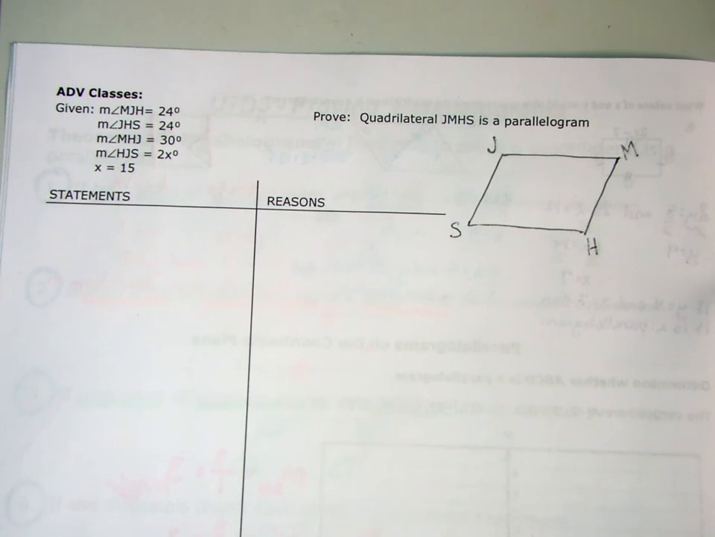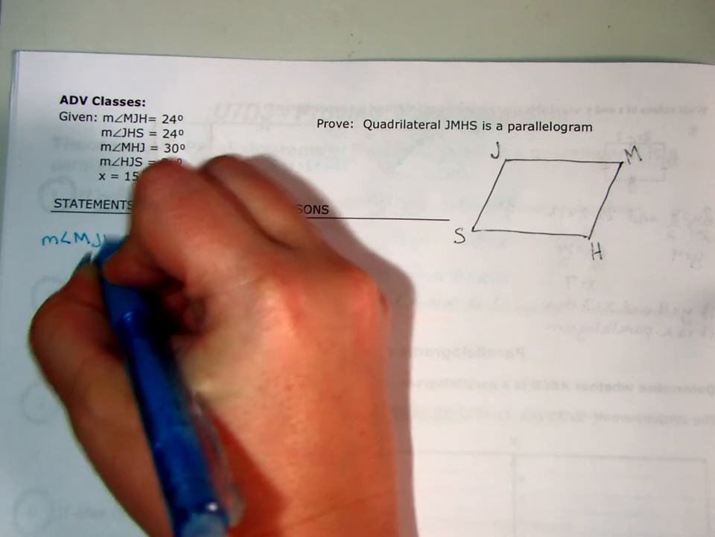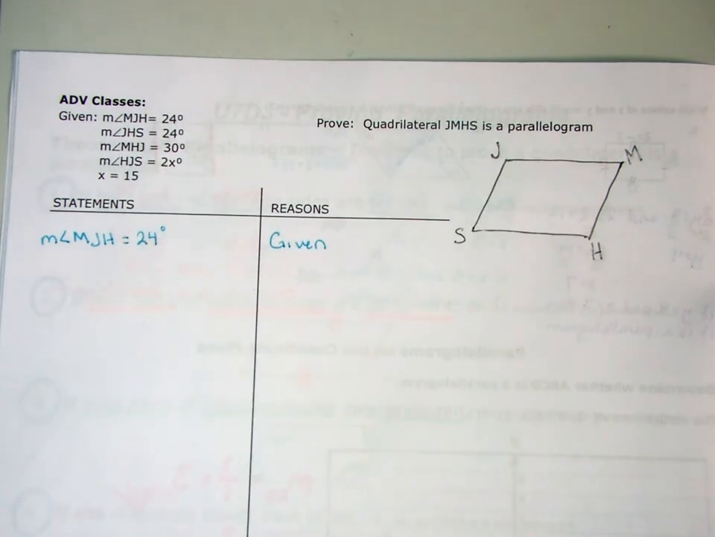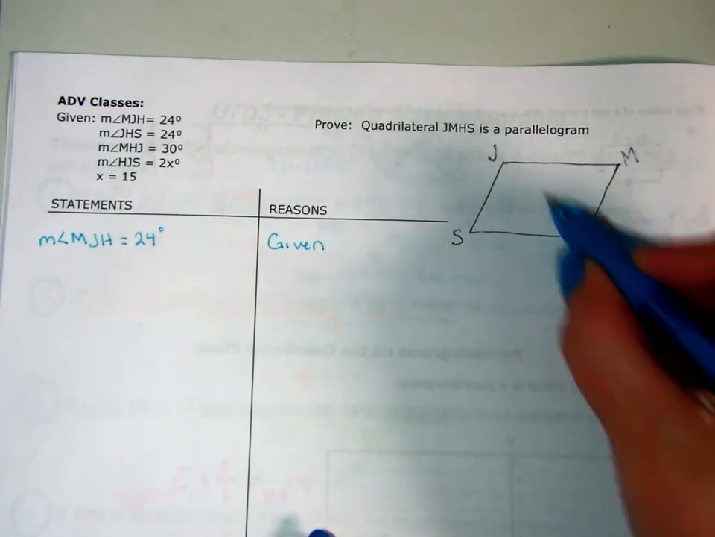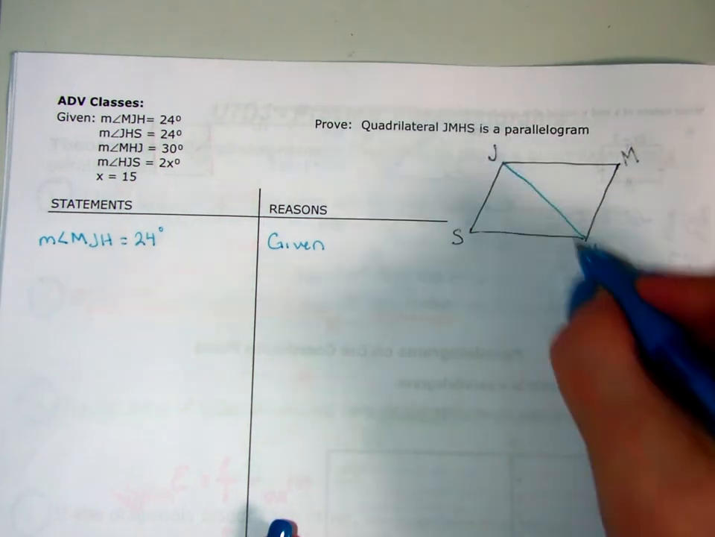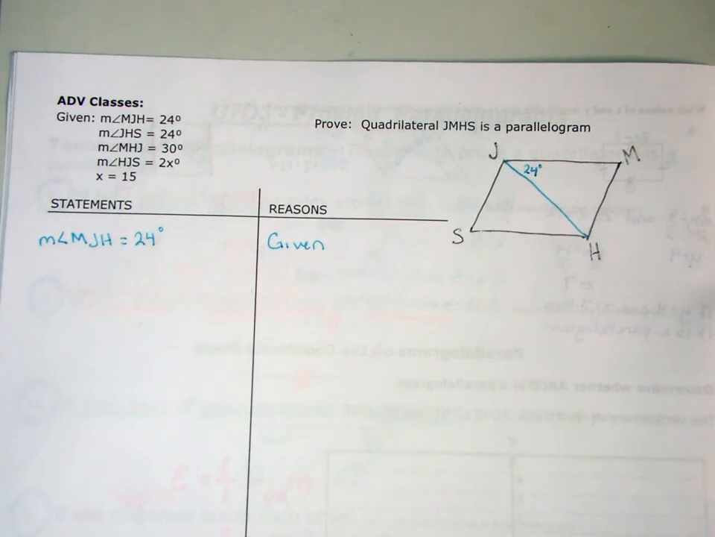Okay, so given angle MJH is 24 degrees, so we should probably put that in our proof, right? Measure of angle MJH is 24 degrees. That is given to me. Now, I want to add that to my picture, but MJH is like inside. I have to draw in this diagonal to see that angle. MJH is this angle right here, 24 degrees. Okay? There's really not a whole lot I can do with that except know that that's there.